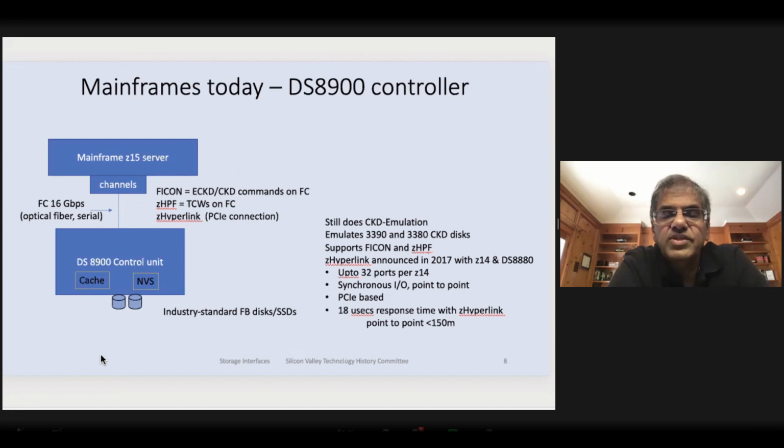The one new thing that was introduced back in 2017 was something called zHyperLink. This again is another example of riding things that are happening in other places. PCIe was happening, and this is sort of a point-to-point extension of the PCIe bus, like a retimer card, and it allows very high performance. As long as the control unit is within 150 meters, you can get 18 microseconds of response time. And that's pretty much where the mainframe story ends.